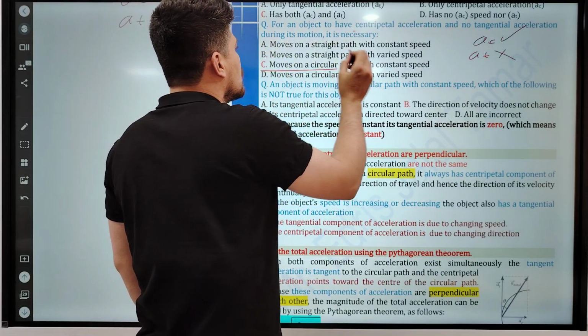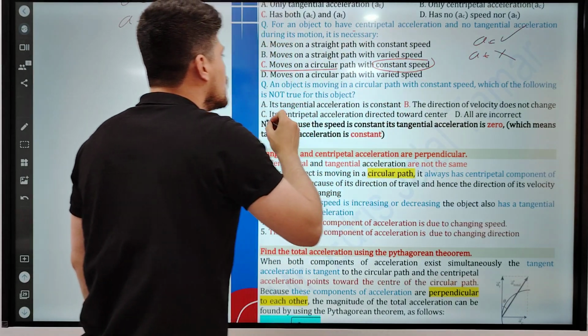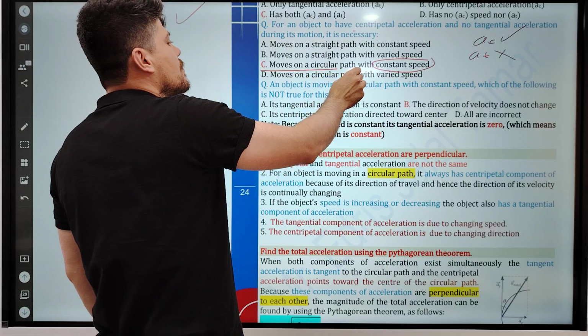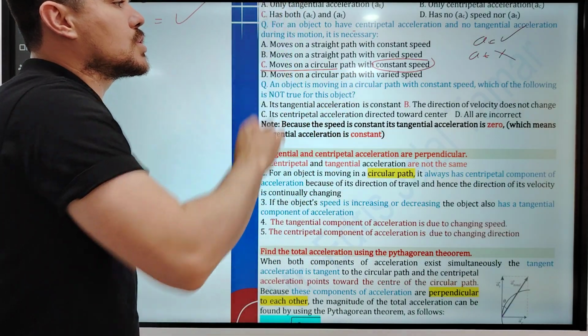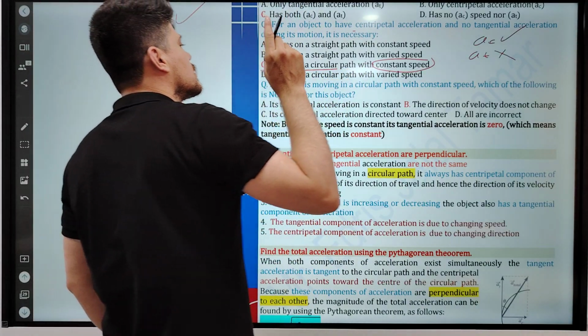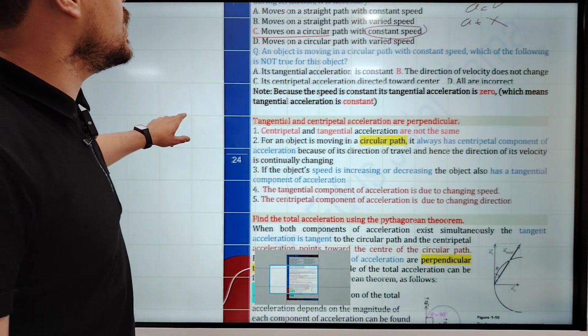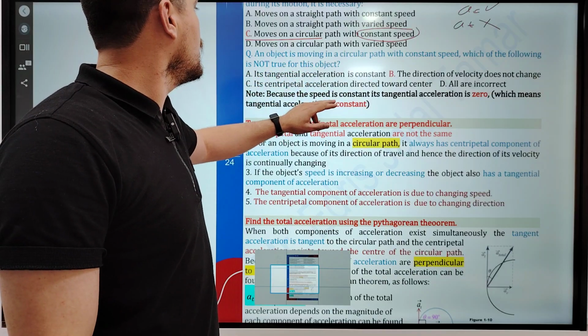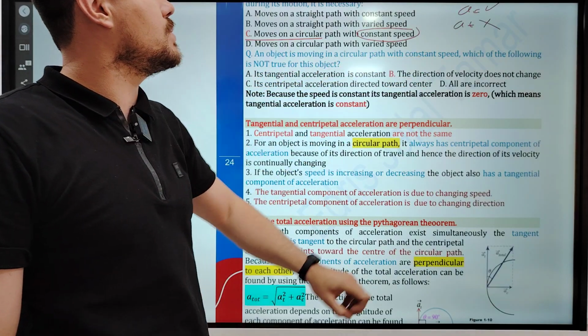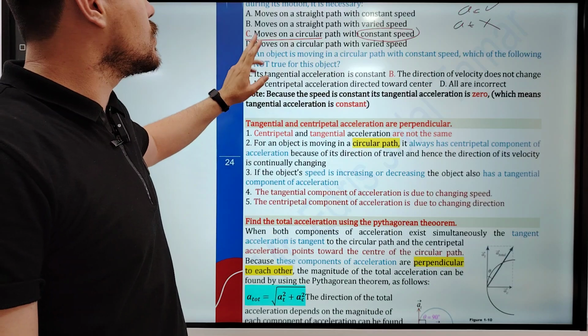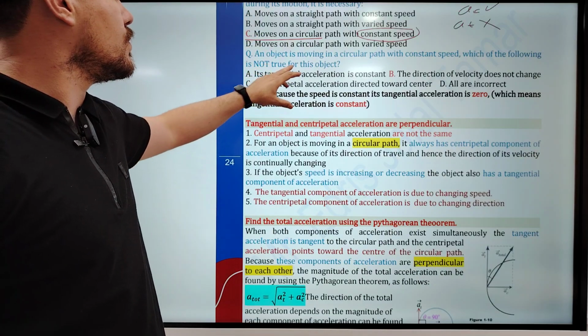Yes, but with what? Constant speed. Because moving on a circular path with a varying speed is not correct. Why? Because constant speed has no tangential acceleration. An object is moving in a circular path with a constant speed. Which of the following is correct? Which of the following is not true for this object?